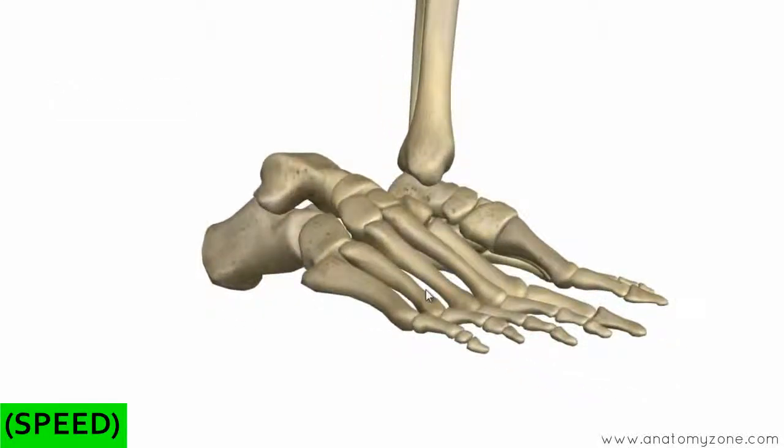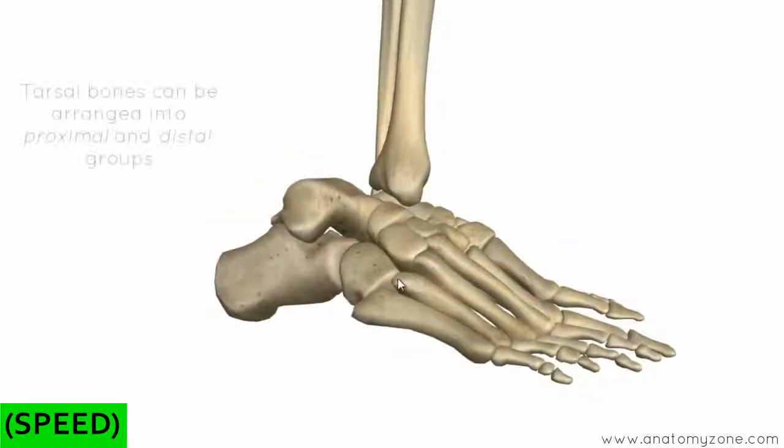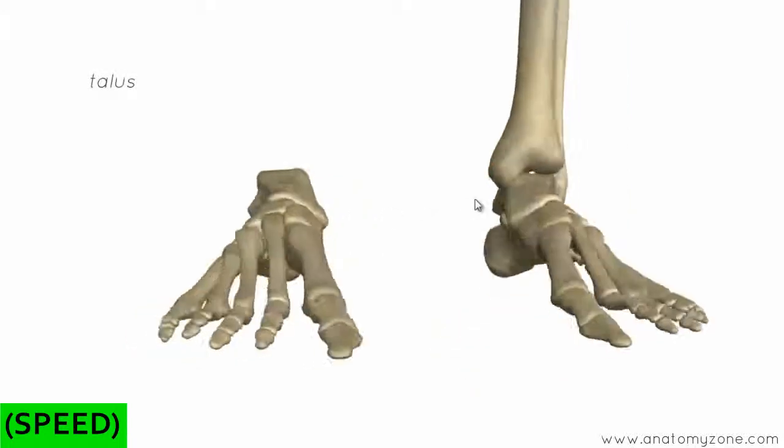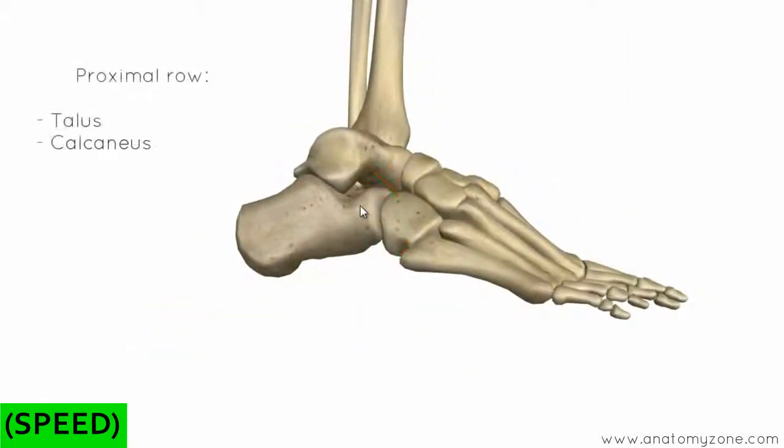So these are the bones that come before the metatarsals and the phalanges, and you can separate the tarsal bones into a proximal and distal group. So in the proximal group you've got 2 bones. You've just got this bone here, which articulates with the tibia and the fibula. So it's this bone here. It's called the talus, and you've got the calcaneus. So those are the 2 bones in the proximal row.